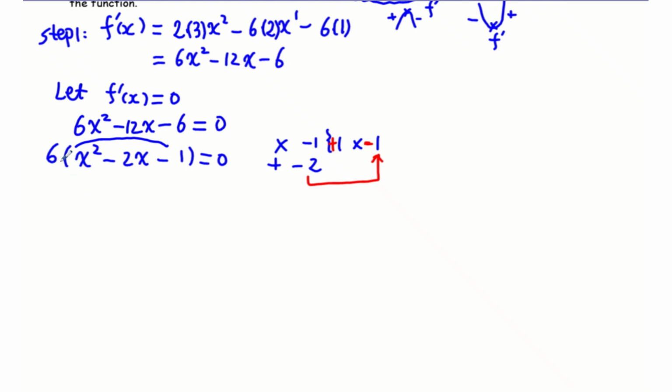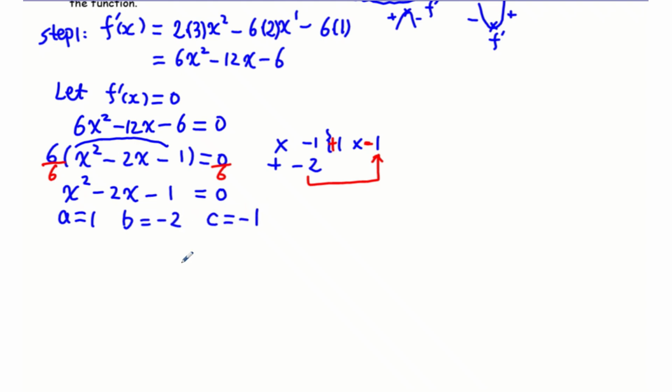We divided by 6 on both sides to get rid of this common factor. So 6 divided by 6 is 1, so we have 1 times x squared minus 2x minus 1. Then 0 divided by 6 is 0. So a equals the number in front of x squared. No number means 1 times, so it's 1. Then b is the number in front of x, which is negative 2. And the c value is just the constant, negative 1.